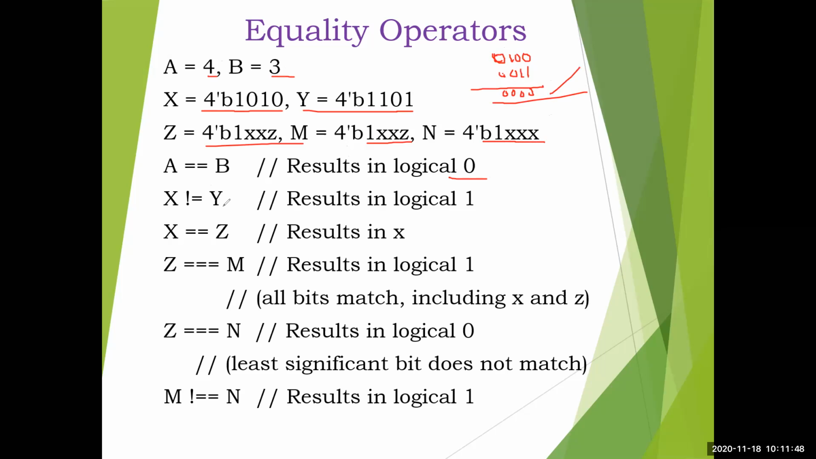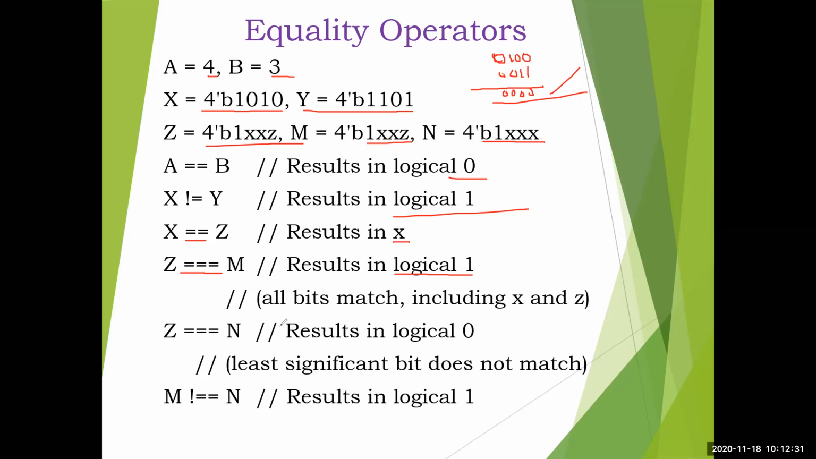Then x not equal to y. So 1010 and 1101, true, right? So they are not equal, so that's why it will result in logical 1. x equal to z. So x is 1010, and here unknown values are there. Since it is only the two equal operator, logical equality, it results in an x. Now we will consider the three equal case equality operators. z equal to, so z is 1xxz and m is also 1xxz. So when you do bit by bit comparison, even x and z are matching, that's why the result is logical 1. Including x or z, all bits will match.